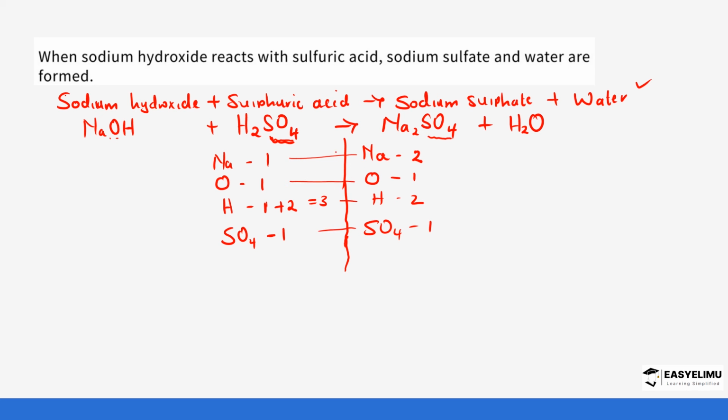So our sodiums are not balanced. Our oxygen is balanced, but our hydrogens are not, and our sulfates are okay. So the purpose of putting them this way, you can see our hydrogen, we have a total of 3 atoms in the reactant and 2 atoms in the product. This is not balanced, and also our sodiums are not balanced. So how do we balance them out?